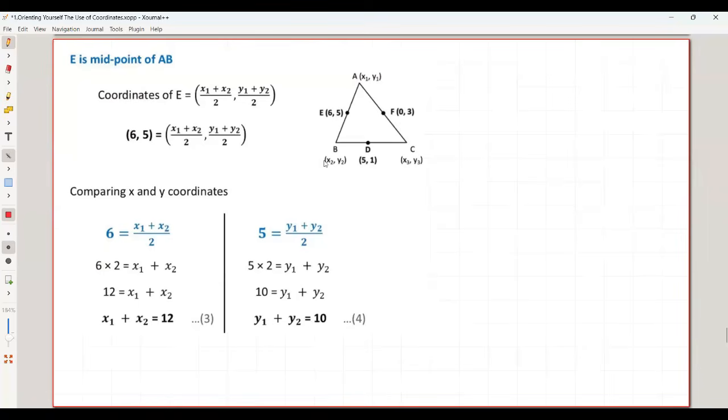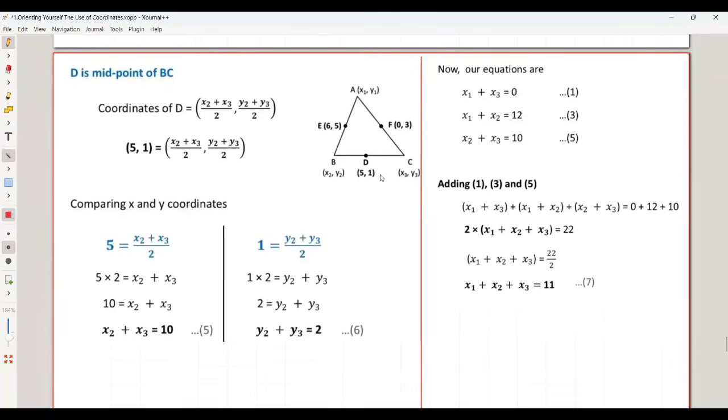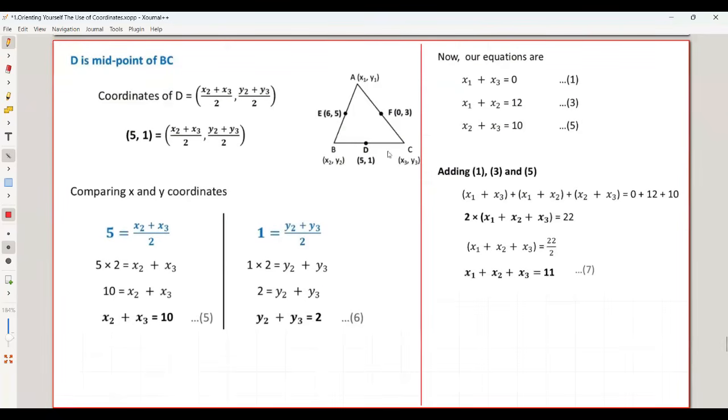Now next, D is the midpoint of B and C. Apply the same formula x2 plus x3 by 2, y2 plus y3 by 2. Compare x coordinate with x coordinate, y coordinate with y coordinate. We are getting equation number 5 and 6.